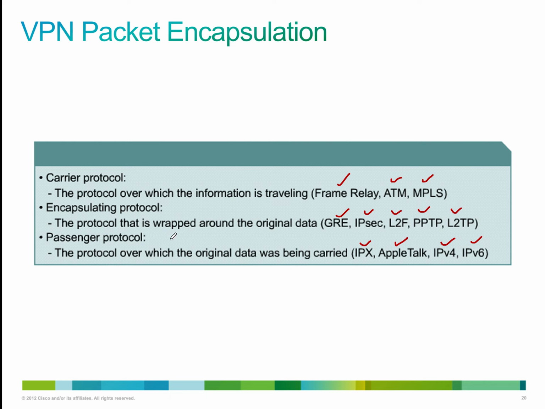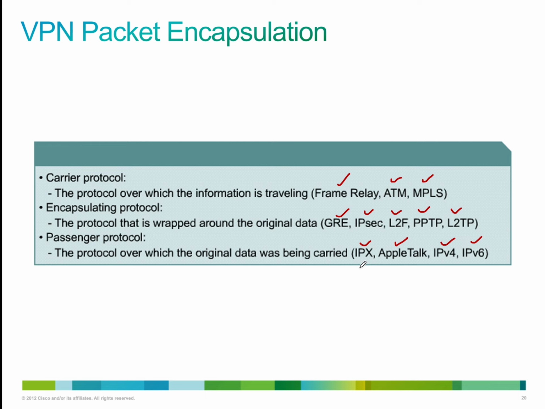Then the next one is the passenger protocol. The passenger protocol is the protocol over which the original data was being carried, before we wrap the cryptographic concept upon it. So the original data goes with the protocol IPX, AppleTalk, IP version 4, IP version 6. These are the original protocols the data is coming with, and it's called the passenger protocol. So there are three categories of protocols. The carrier protocol, like frame relay, ATM, MPLS. The encapsulated protocols, which are the ones we'll be concerned with in this course, the GRE and the IPsec.